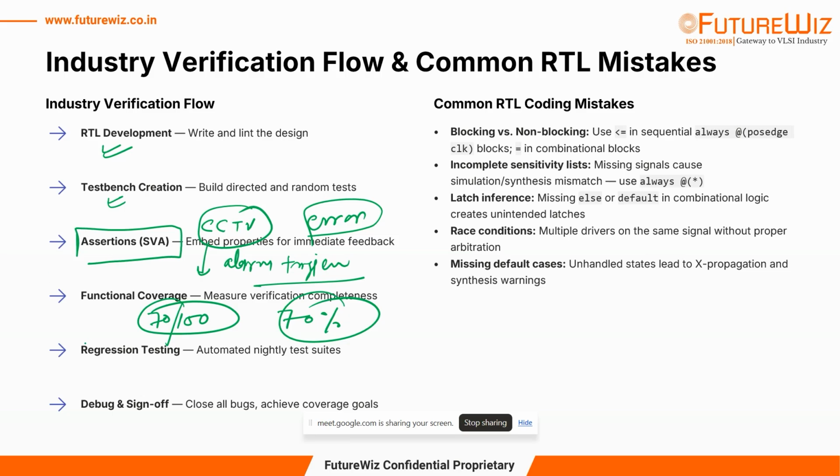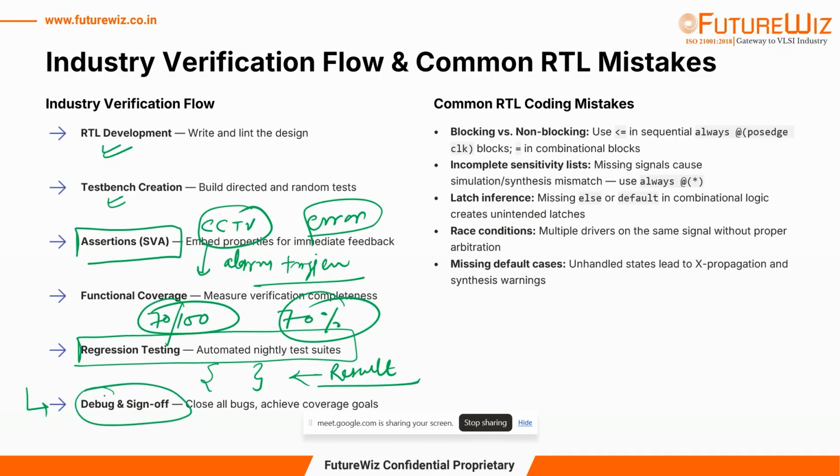So regression is generally an automatic process, a night process, and in the morning they simply check the result: how many test cases were applied, and what the summary is. How many passed and how many failed. Now if 20 test cases fail, they will go for debugging, and once it is completely verified, it will be sent for sign off from the front end team, right?